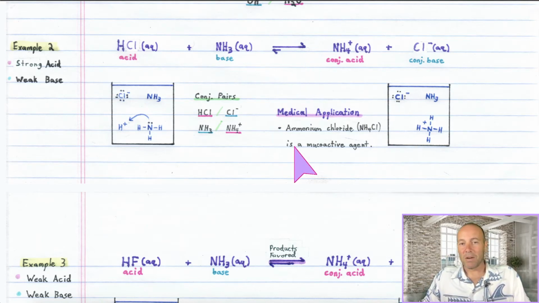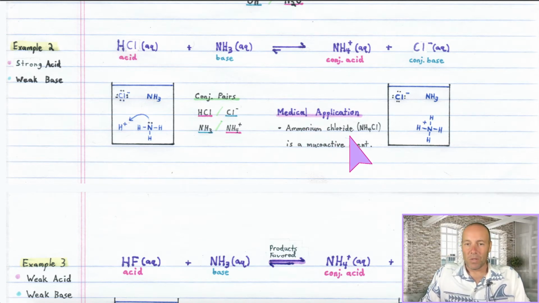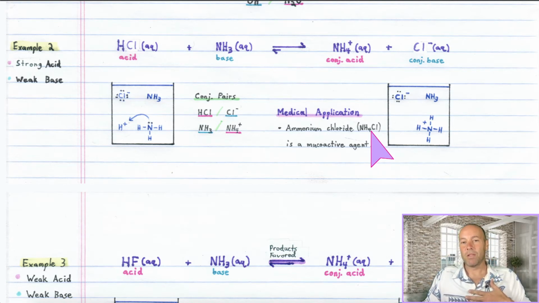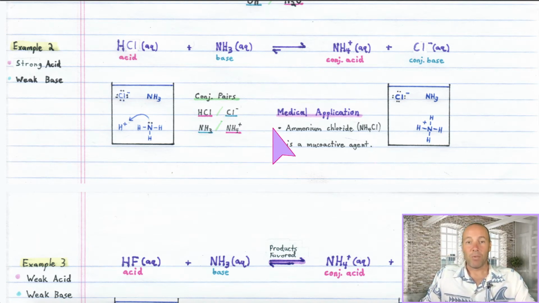This reaction has a medical application, by the way. When hydrochloric acid reacts with ammonia, ammonium chloride is formed, and this is a mucoactive agent. So it's used in some medicines to help thin out the mucus in your trachea and especially your bronchial region, so you can clear your system out and breathe better.